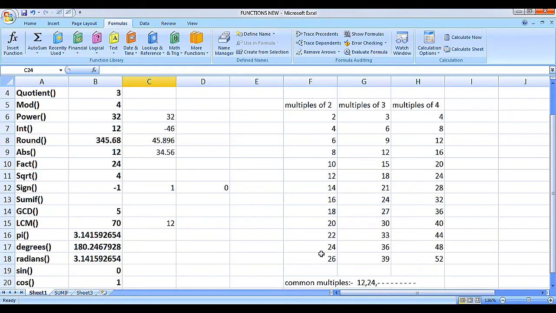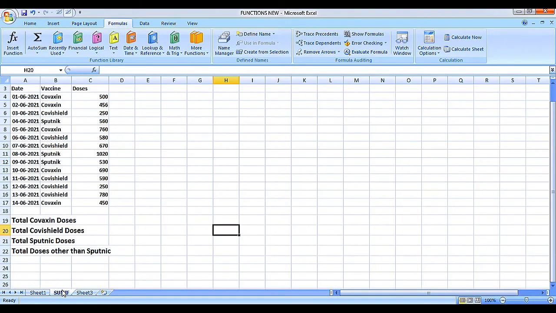Last one, that is the SUMIF function. We know the SUM function, it is used to add all its numeric arguments. SUMIF is used to add the arguments, but before adding, it will check a condition. And it will add only those values which match the given condition.